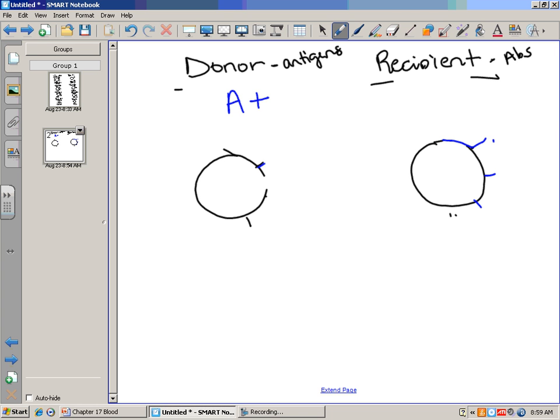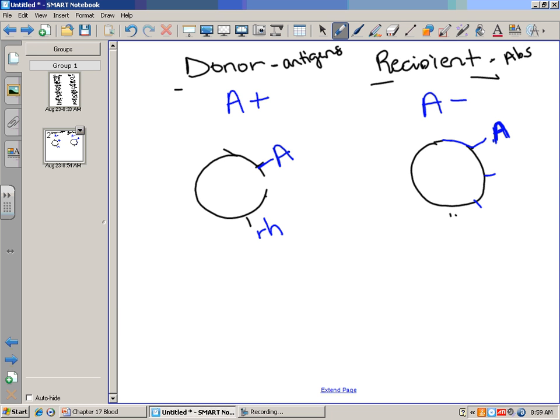Who's the recipient? A negative, okay? What antigens does my donor have? He's got A, and he's got RH, right? We don't care about his antibodies. He's the donor. What antigens does my recipient have? Recipient, he's A negative, so he's only got A's. Okay, there's just more lines on there.